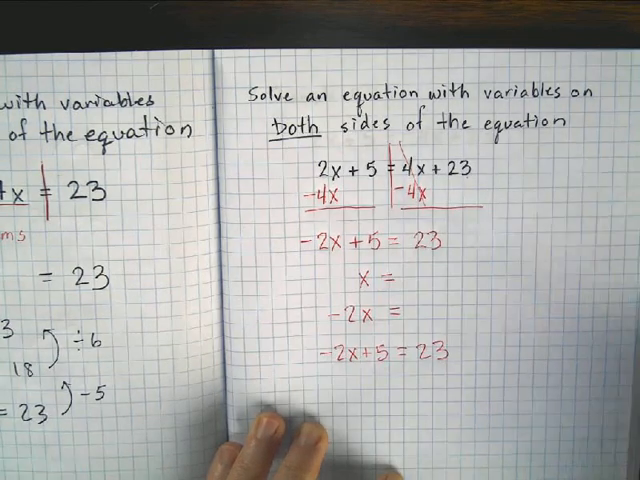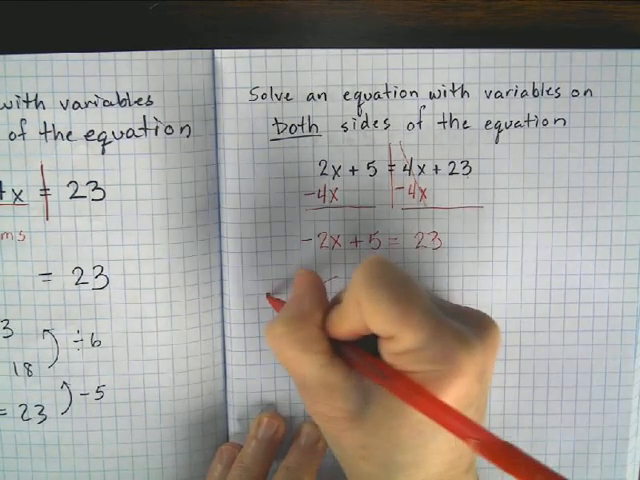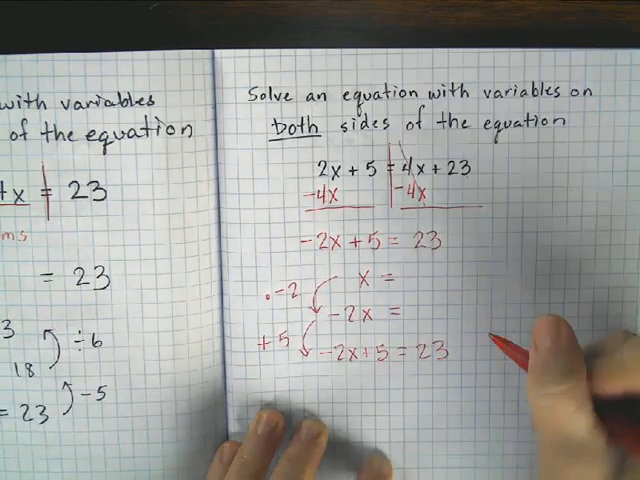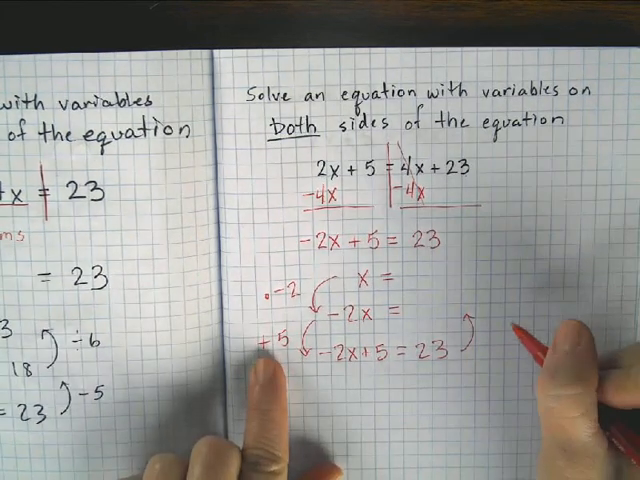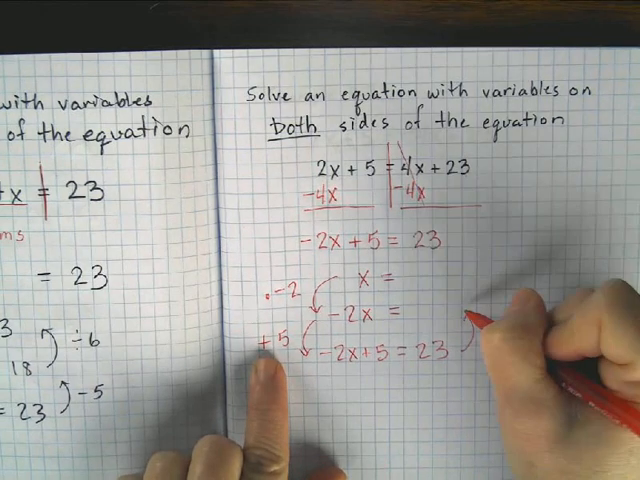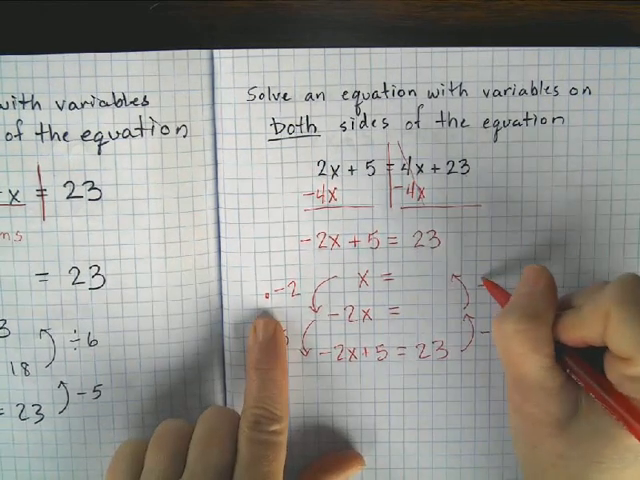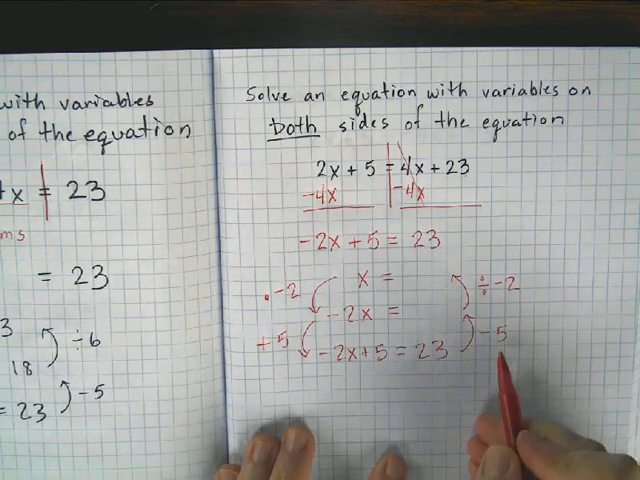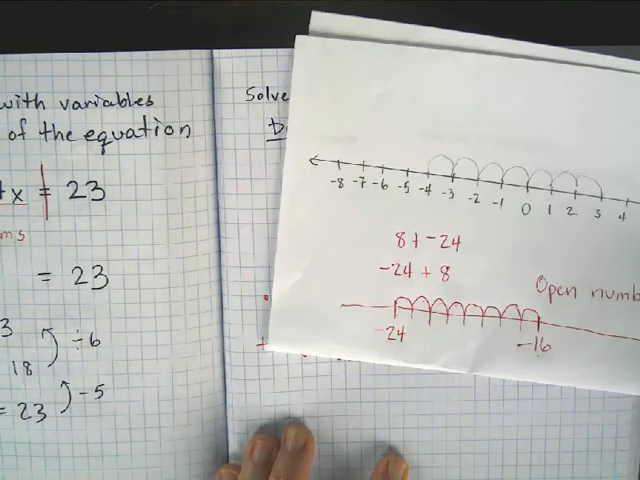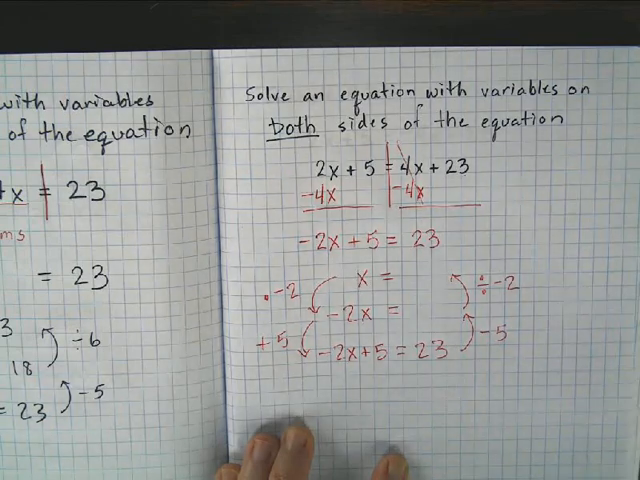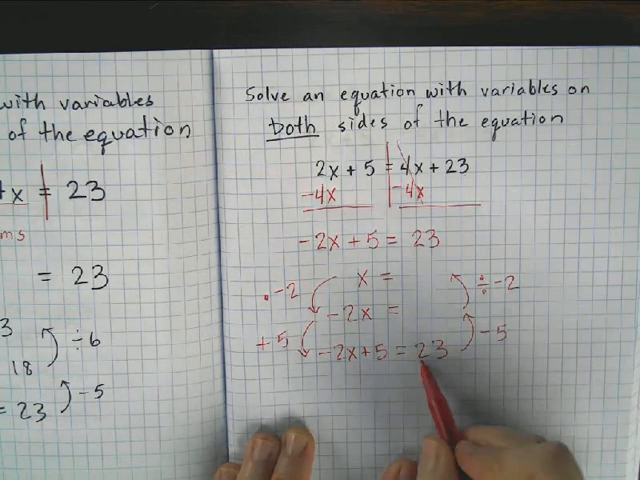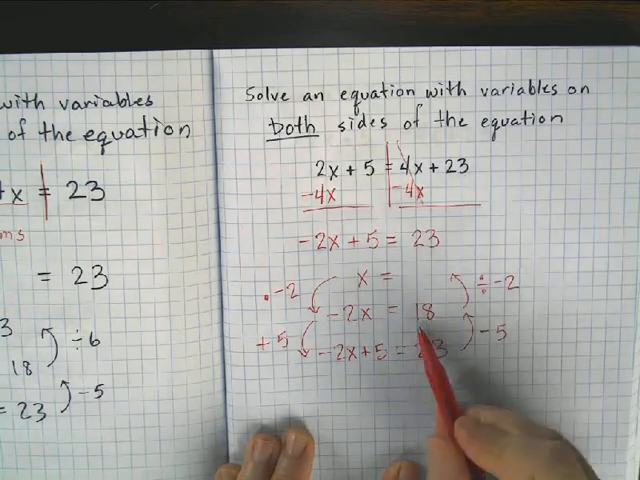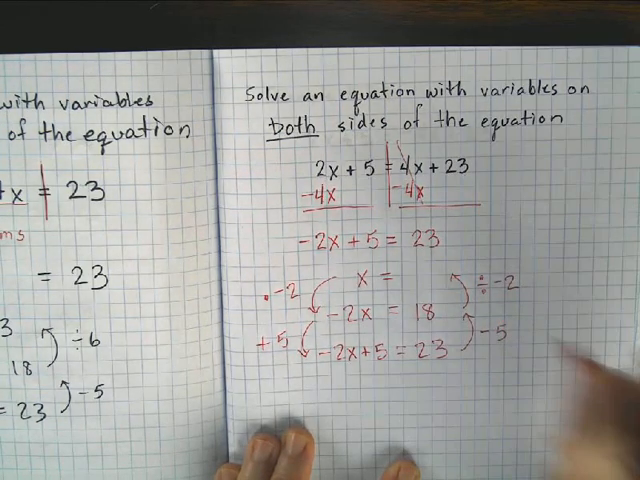So what's happening here? I'm timesing by negative 2, and I'm adding 5. So the opposites, I need to minus 5, and I need to divide by negative 2. 23 minus 5, again, you could do it with an open number line. I'm just going to go ahead and do it in my head. 23 minus 5 would be 18. 18 divided by negative 2 is negative 9.